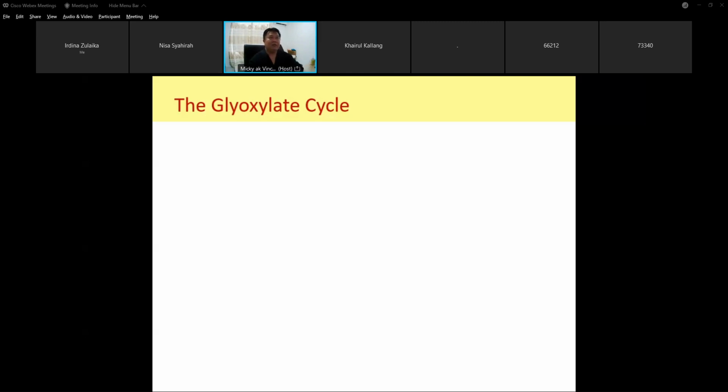Jadi maksudnya dia akan jadi citrate, which is still 6 carbon. Dia akan menghasilkan isocitrate, which is still 6 carbon. Alright, but from isocitrate, dia tidak akan turun kepada alpha ketoglutarate. Why? Because you will lose carbon. Okay, you lose carbon. Dia akan terus pergi succinyl CoA.